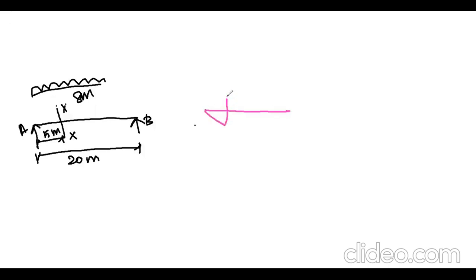This is the influence line diagram for the shear force. You know this distance is 5 meter. This ordinate is 0.25, that is x by L. Here, L minus x by L value is 0.75. All of this you have found.